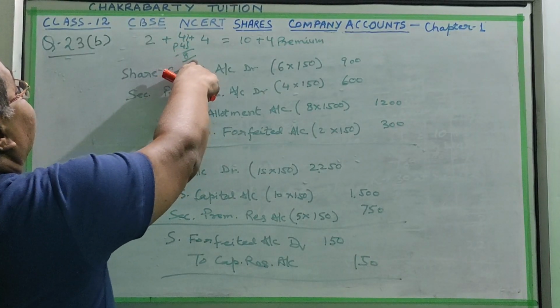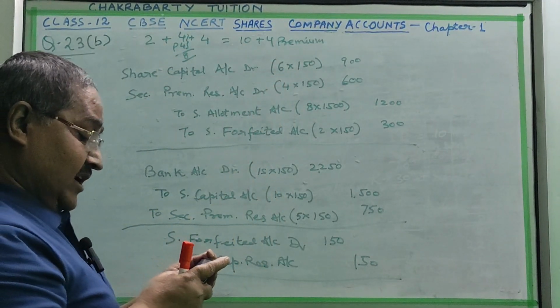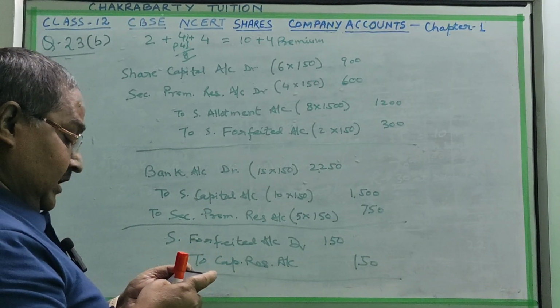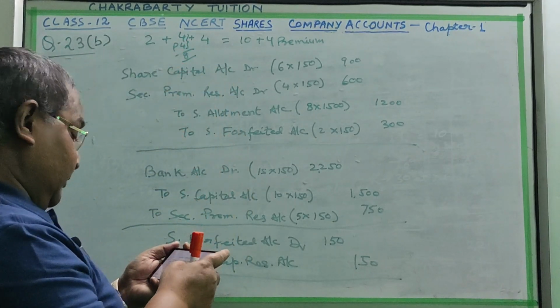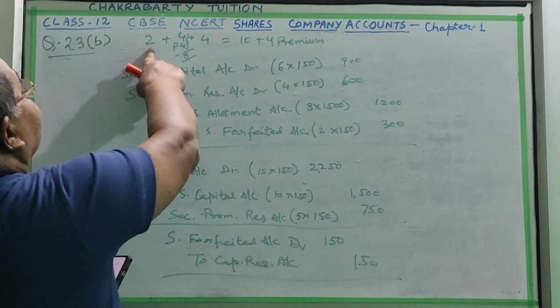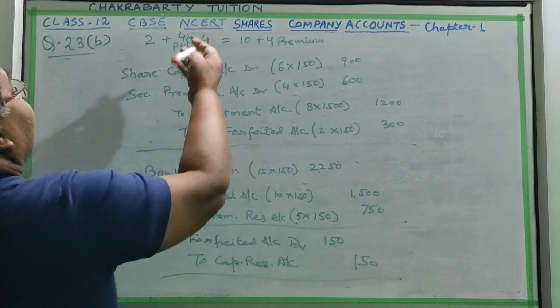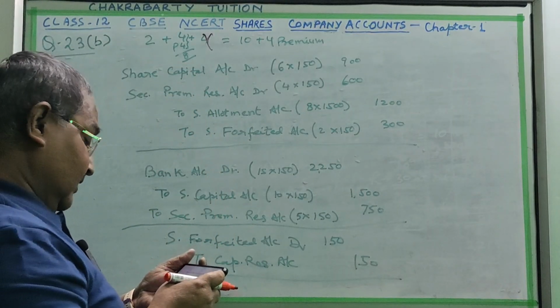It means the 8 rupees allotment money was not paid by 150 shareholders. The allotment money of 8 included the first and final call of rupees 4 per share, which was not paid. This call was not made. Only up to here calls were made.